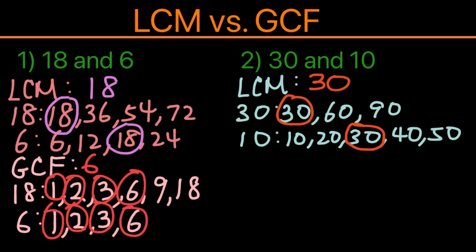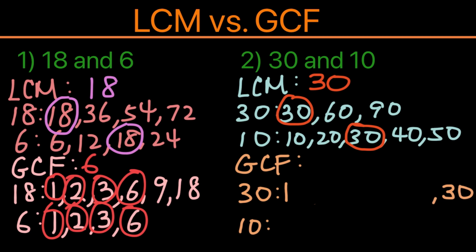Now let's find out the greatest common factor for 30 and 10. So I'm going to list out the number 1 and then place the number 30 at the end. So 1 times 30 is 30. 2 will work because 2 times 15 is 30. 3 times 10 is 30. 5 times 6 is 30. 6 times 5 is 30. 10 times 3 is 30. 15 times 2 is 30. And then lastly, 30 times 1 is 30.